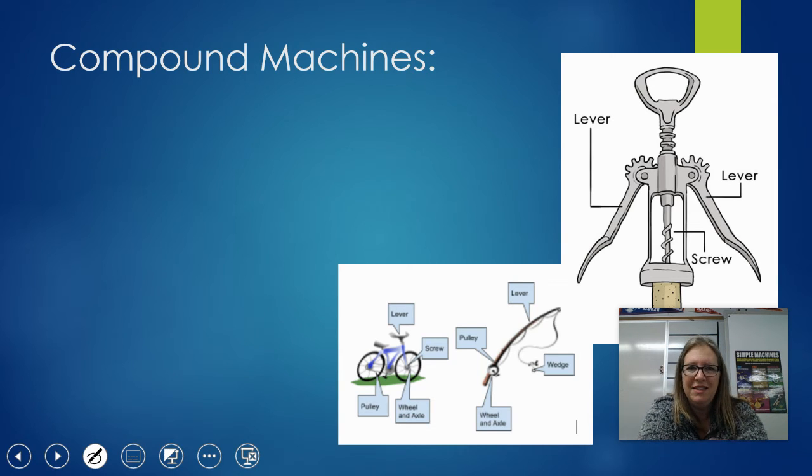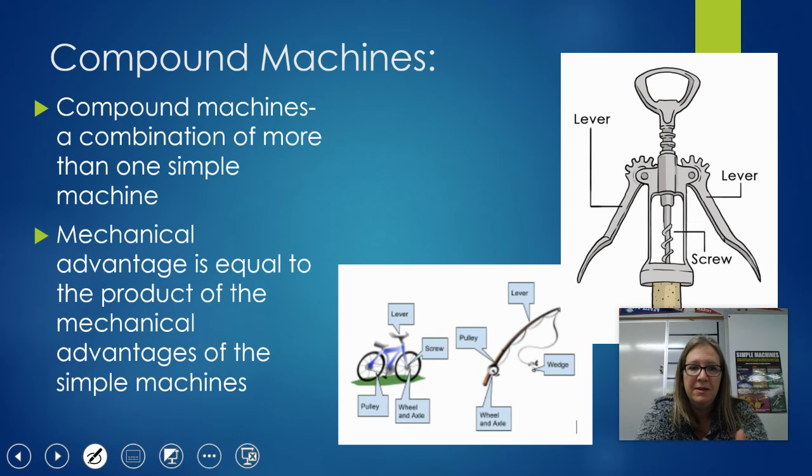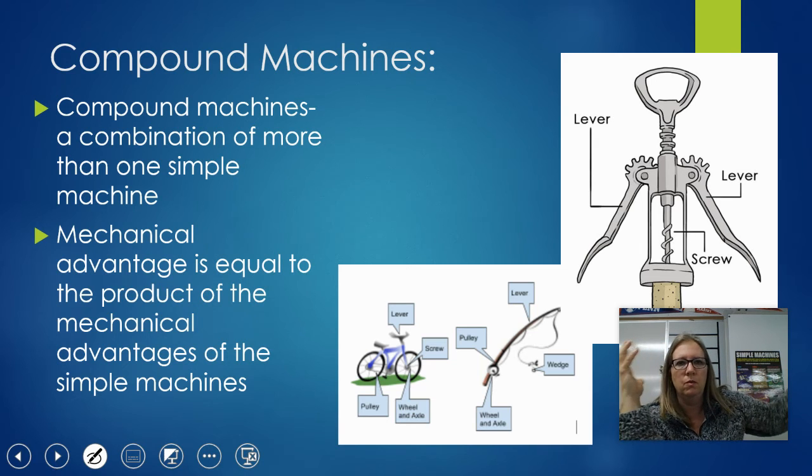We can actually combine them, and most of the time we actually do combine them. Even the scissors I showed you, that's a combination of 2 levers, okay? So these compound machines are a combination of 2 or more simple machines, and they continue to make the work easier. The mechanical advantage is equal to the product of the mechanical advantage of the separate simple machines. So if I have a lever with mechanical advantage of 2, and I have a wheel and axle with a mechanical advantage of 3, I would have an overall mechanical advantage of 6.